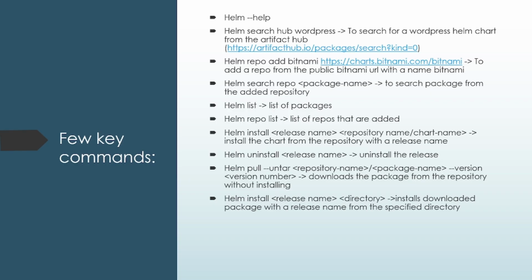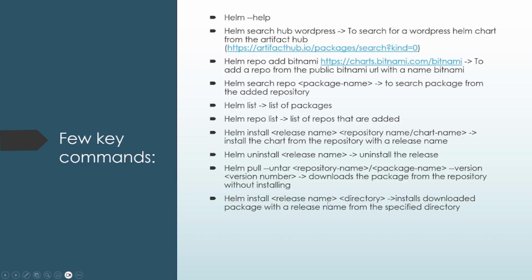As I have told earlier, you can install the same chart or the same package with different release names in the same cluster. helm uninstall release-name uninstalls the installed release by giving the release name in the placeholder. helm pull --untar repository-name/package-name --version number. This command downloads the package from the repository without installing, and if needed, you can specify which package version you want to pull in your Helm.